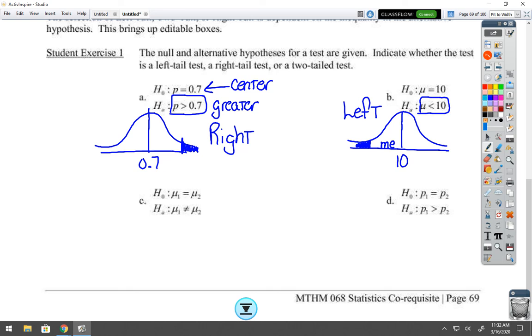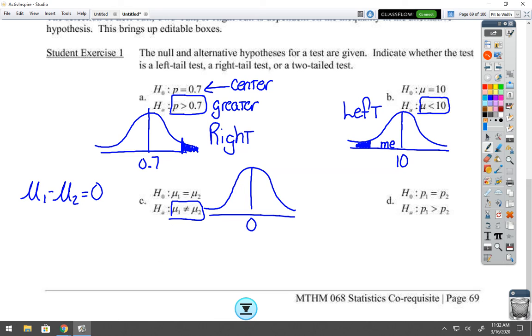If I go down to letter C, I'm at an equal position. Okay, well, that's important to know. What does that mean? There's no number there. Well, remember, if I do a little quick algebra here, mu1 minus mu2 is going to equal 0. So my center is at 0. Is this a left tail or a right tail? This is an I-don't-care tail. This is an I'm-not-equal-to-your-number. I don't care if you're left. I don't care if you're right. I just care that you're not equal. This is a two-tail test.